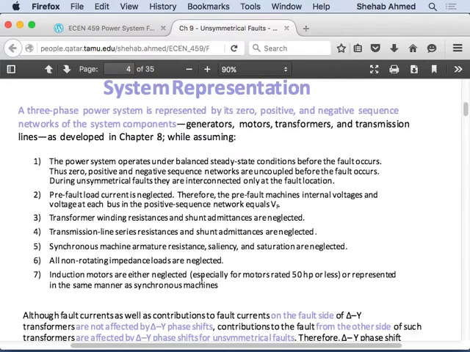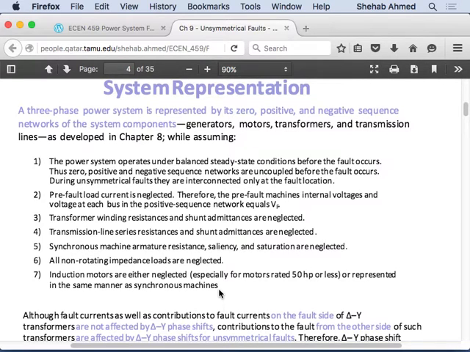Induction motors are either neglected if they're small, or represented in the same manner as synchronous machines, right? So they will either be an impedance, or in the positive sequence, there will be a voltage source, like a synchronous machine, right?